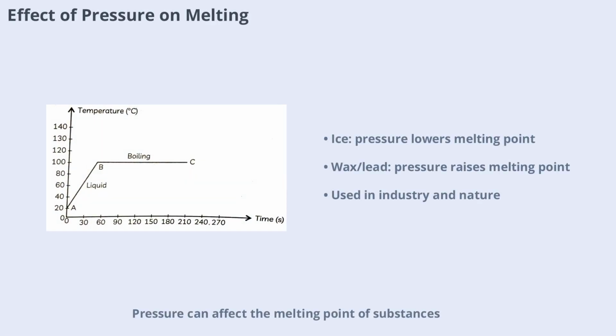Pressure can affect the melting point of substances. For materials like ice that contract on melting, increasing pressure lowers the melting point. For substances that expand on melting, like wax or lead, increasing pressure raises the melting point. This principle is used in various industrial and natural processes.